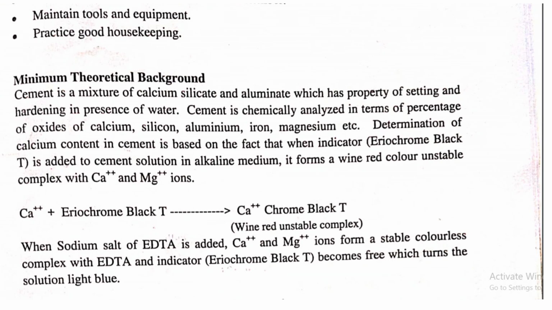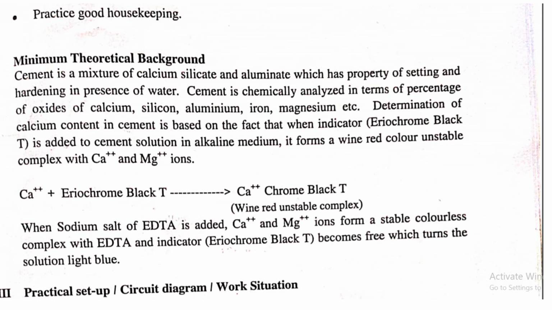Minimum theoretical background, let us see. Cement is a mixture of calcium silicate and aluminate which has the property of setting and hardening in presence of water. Cement is chemically analyzed in terms of percentage of oxides of calcium, silicon, aluminium, iron and magnesium. Determination of calcium content in cement is based on the fact that when the indicator, Eriochrome Black T, is added to cement solution in alkaline medium, it forms a wine red color with an unstable product of calcium and magnesium ions.